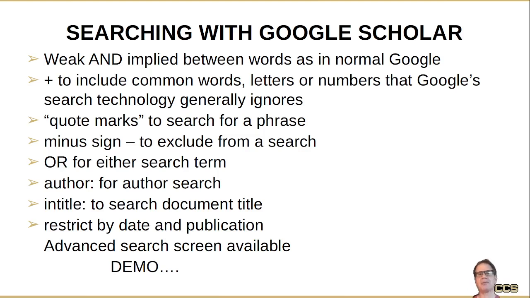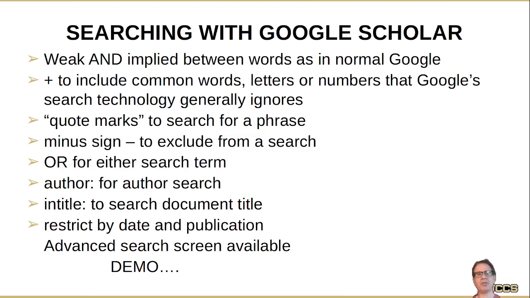So first, like the regular Google, there's a weak and implied between the words, in the sense that it's going to try to find a bunch of those words. The more of the words it finds, the higher the score and relevance it'll have. But it doesn't have to find all of them. I can use a plus to include common words. So if I use a word, a letter, or a number that generally Google would ignore, like if I want to find something that has the word "to" in the title of a paper, if I just include the word to, it's going to ignore it because the word to is just way too common. But if I put a plus in front of it, I can.